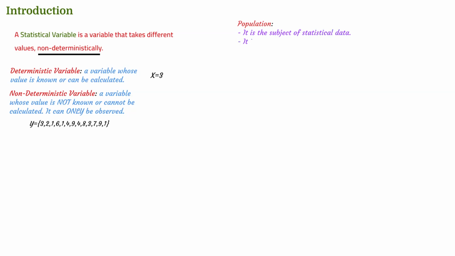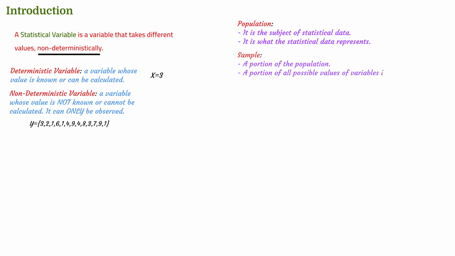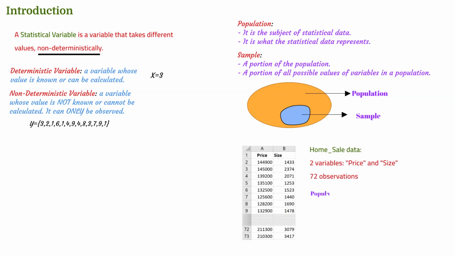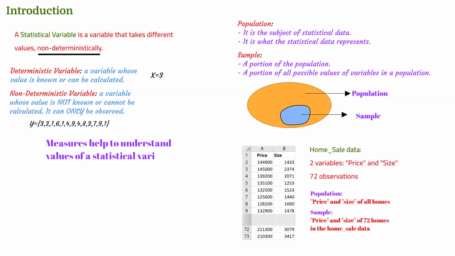Population. It is the subject of the statistical data. It is what the statistical data represents. Sample is a portion of population, a portion of all possible values of variable in a population. Here, there's a picture, the whole population is given, and sample is a small portion of that population. Here I have home sales data, two variables, price and size, and population is the price and size of all homes. Sample is price and size of 72 homes in the data you see here.